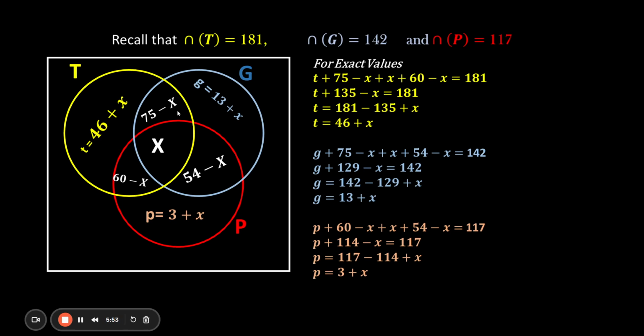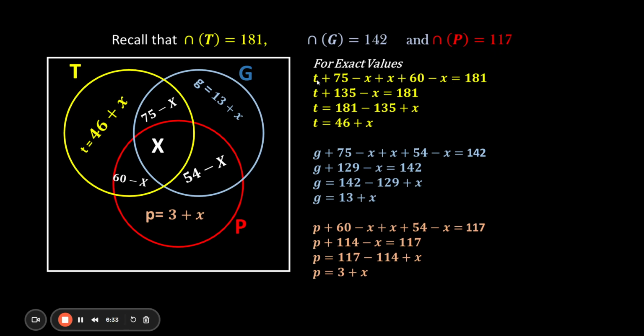So what I decide to do is this: we add 75 minus X plus X plus 60 minus X and equate it to the total of those that read the Daily Times. Likewise, we do the same for the Guardian newspaper. We have 75 minus X plus 54 minus X equal to 142 for those that read the Guardian newspaper. And likewise, we have 60 minus X plus 54 minus X equal to the total of those that read the Punch newspaper, which is 117.